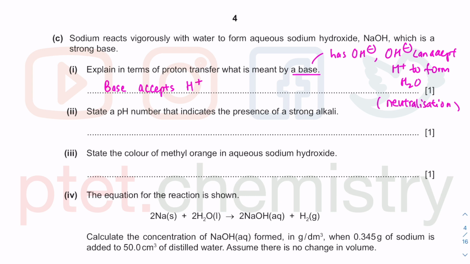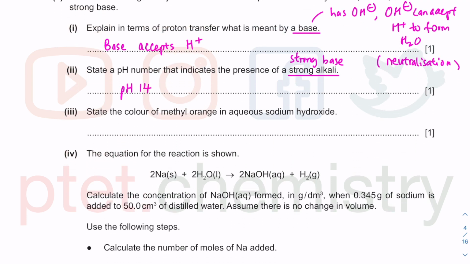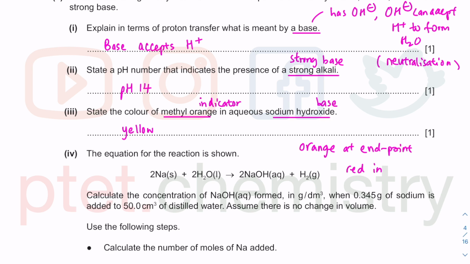Now state a pH number that indicates the presence of a strong base, a strong alkali. We're going to go all the way to the very end. So pH 14, pH 13 should be okay as well. Now you have methyl orange. This is an indicator. In your titration, when you put it in sodium hydroxide, which is a base, it's going to go yellow, and then it's orange at the end point. Orange at the end point, and we know that it will be red in acidic conditions.